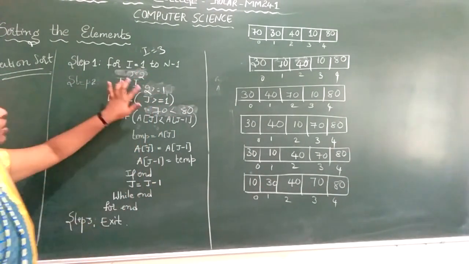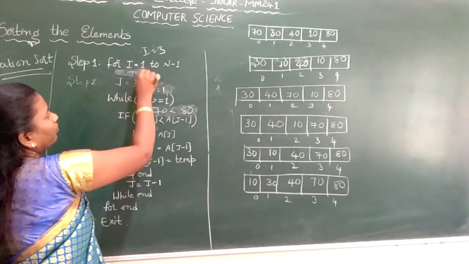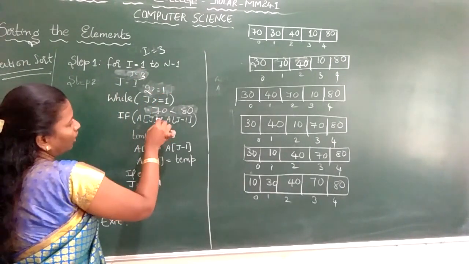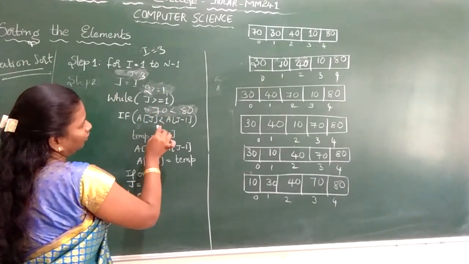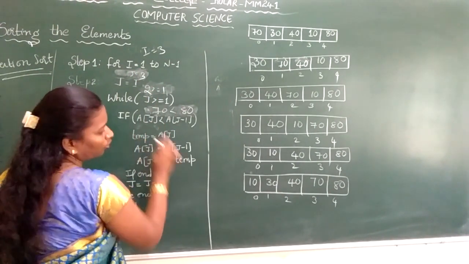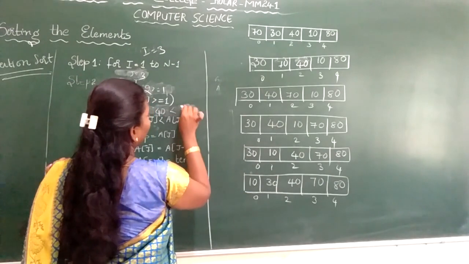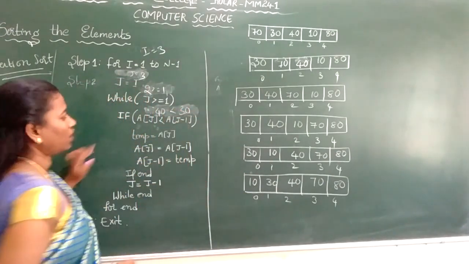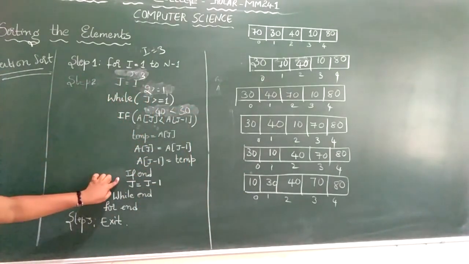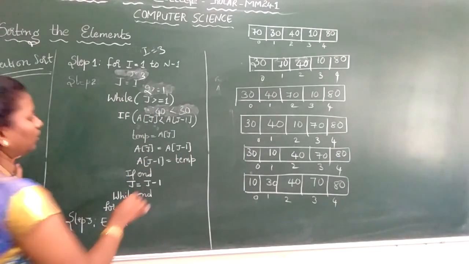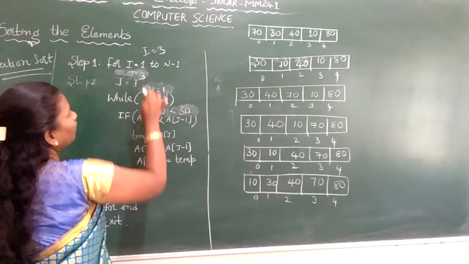Okay. 2 is greater than or equal to 1. Yes, 2 is greater than or equal to 1. What is A of 2? A of 2 is 40. What is A of 1? 30. 40 is less than 30? No, the condition fails. Again, your j value, it was 2. 2 minus 1 is 1. Now 1.